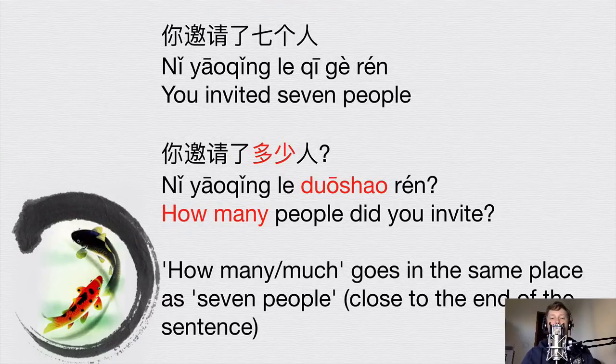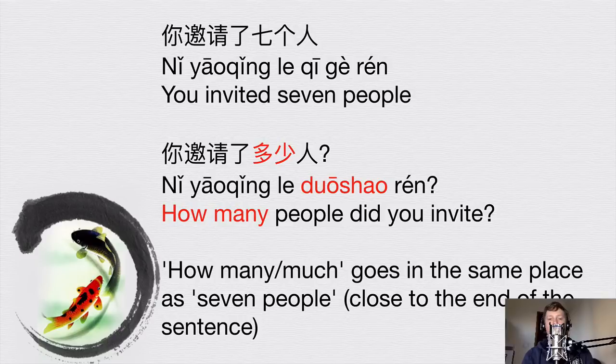Okay, so here's another example with how many or how much, and as I said, we use 多少 when we're talking about quite a few people, more than, let's say, maybe 3 to 5. If we're just talking about a very small number of people, we would use 几 for how many or how much. So here's an example statement. 你邀请了7个人. You invited 7 people.